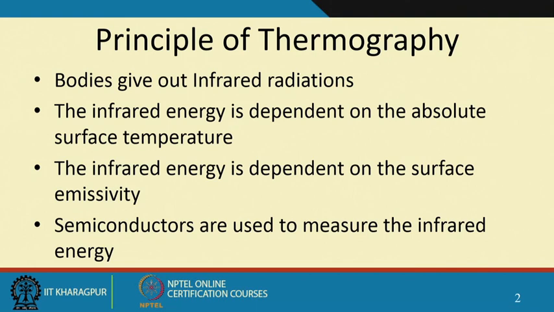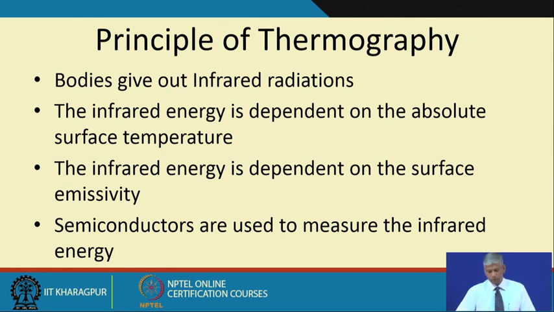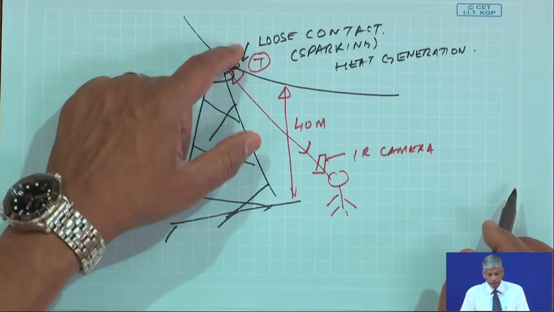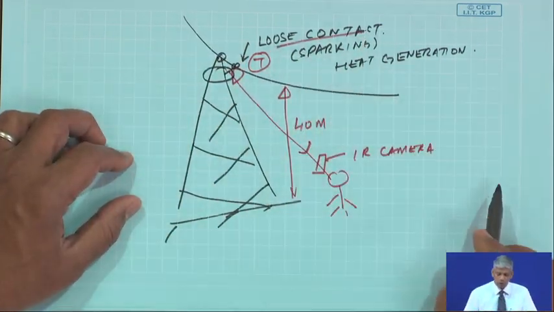So, you can be standing here on the ground, and this could be maybe 40 meters from the ground. So, you could always shoot an IR beam and hold an IR camera, and measure this place's temperature, and if it is higher than the other transmission towers, or it is higher than the ambient, a loose contact has occurred.